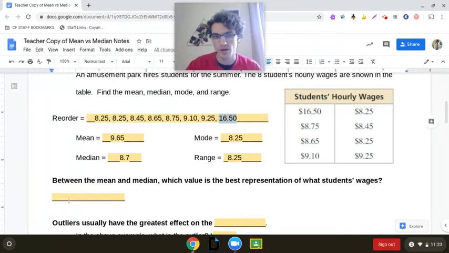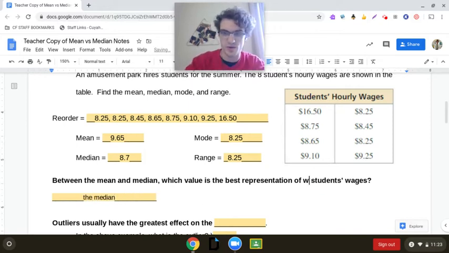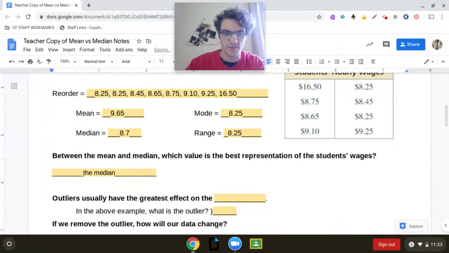Maybe they're doing more work. Maybe, I don't know, they're just getting more money because they're cool or something. That makes this mean not the best representation, since the typical student is getting something between 825 and 925. So I would say that the median is the best representation of the student's wages. So I'm going to write the median. I'm just going to change this word of the student's wages. Okay?